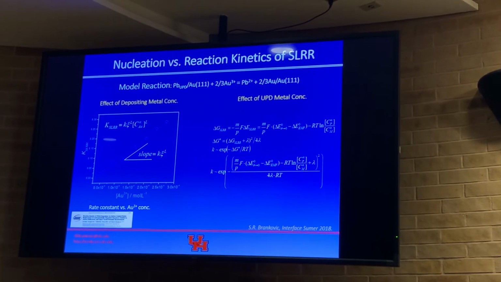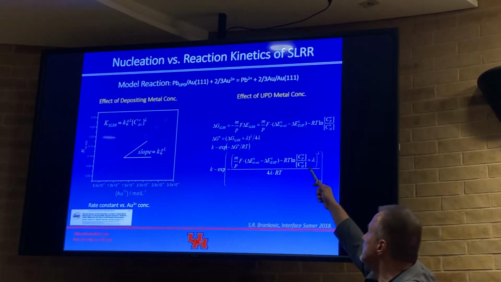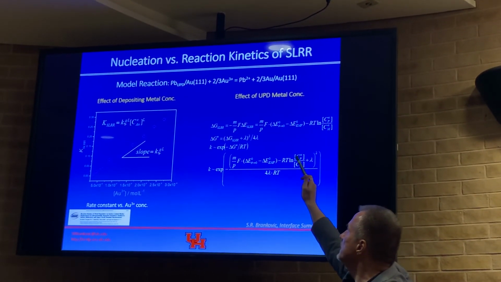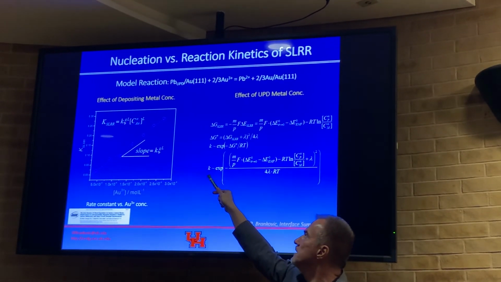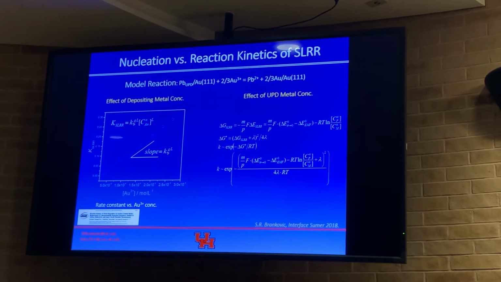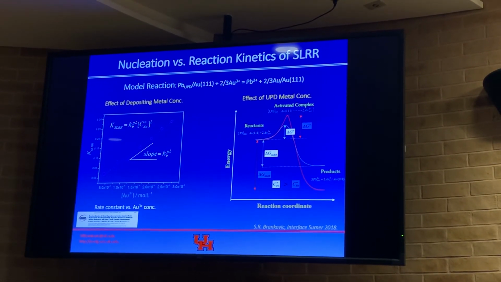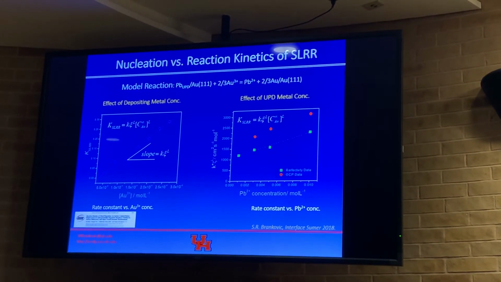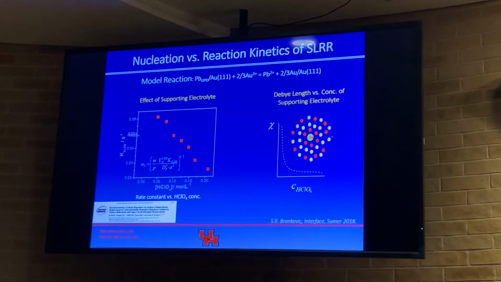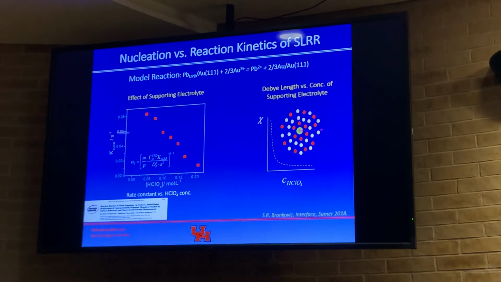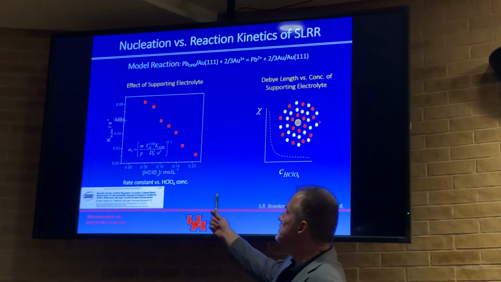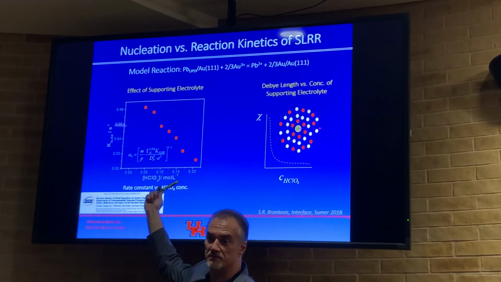It's shown here, where this is the reorganization energy. These are concentrations of the metal depositing and UPD ions, and so on, but you can see that this explains the data really well, because this equation for K is what you see here, the straight lines are basically fits to the data. And another thing is interesting, which is super cool, because you can change the rate of the chemical reaction by changing the concentration of the supporting electrolyte.